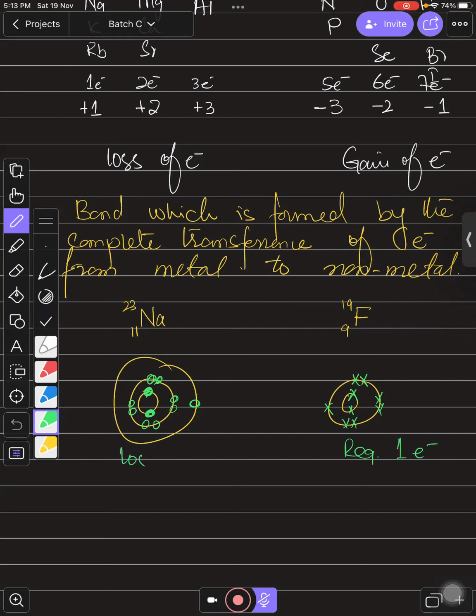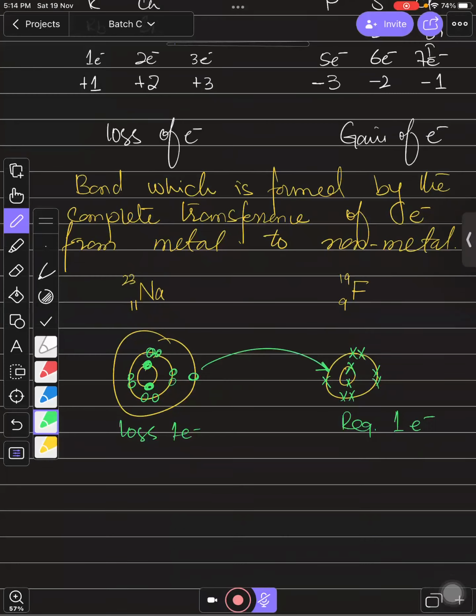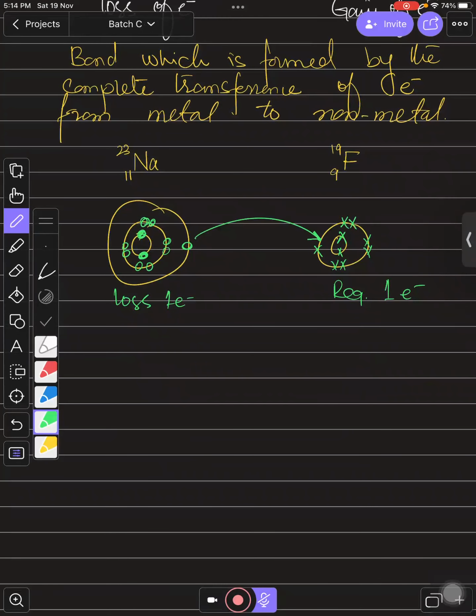Sodium needs to lose 1 electron, right? So when this electron is transferred from its last shell to the last shell of fluorine, a bond is formed between these 2 atoms, which is known as ionic bonding, right? So what happened when they lose their electrons? We know that when sodium loses an electron, the first shell will remain the same, the second shell remains the same, but by the loss of the electron, sodium becomes +1 charged. Is that right, kids, or not? Yes, sir. So sodium will be +1.